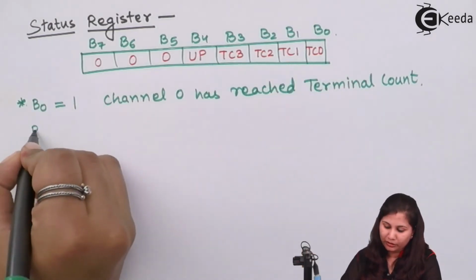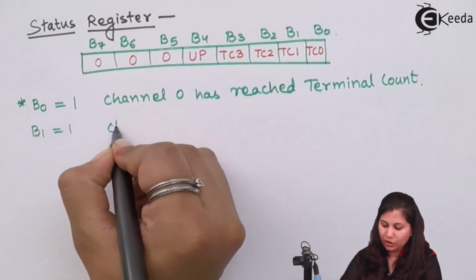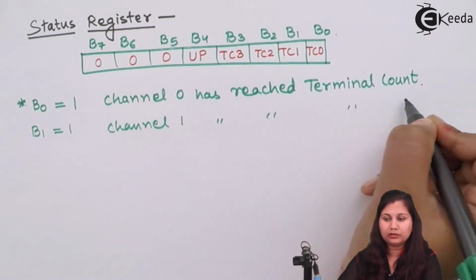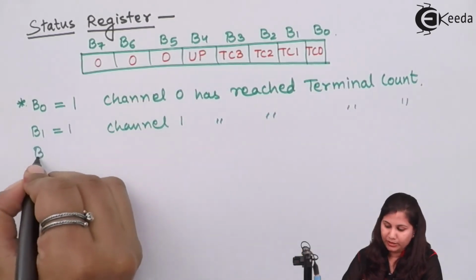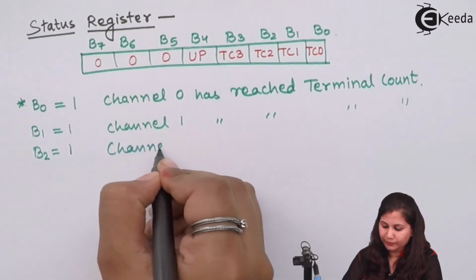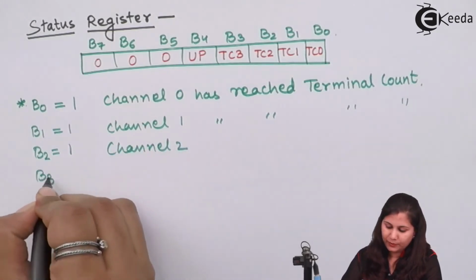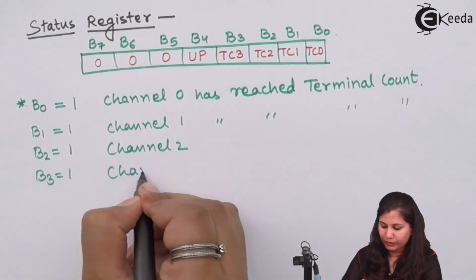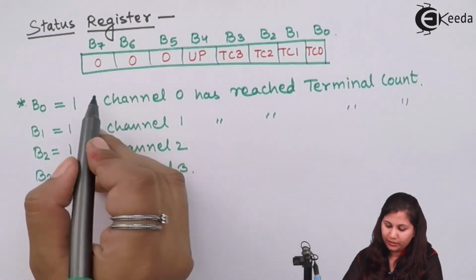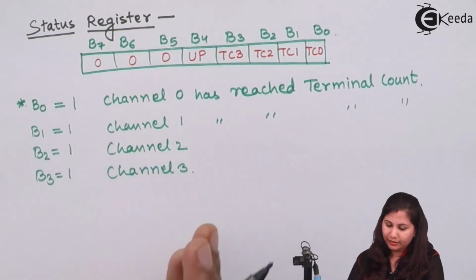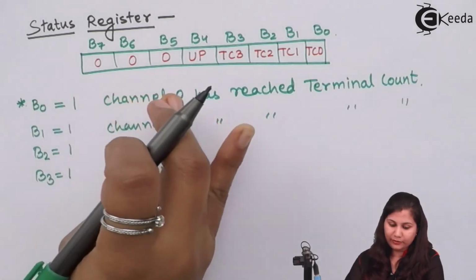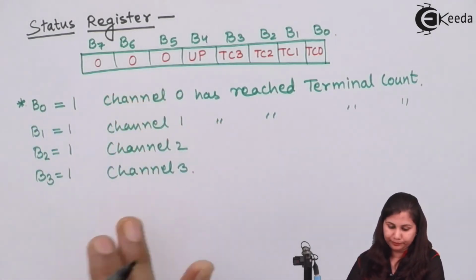Similarly for B1, if it is 1, it means channel 1 has reached the terminal count. Then if bit 2 is 1, then channel number 2, and if bit 3 is 1, then channel number 3. So these 4 bits indicate the terminal count status for the 4 channels, channel 0 to channel number 3.